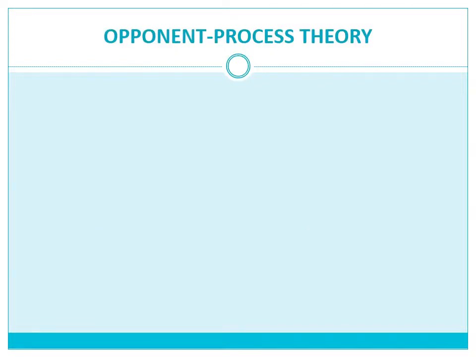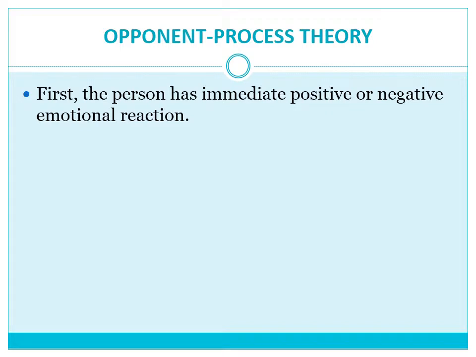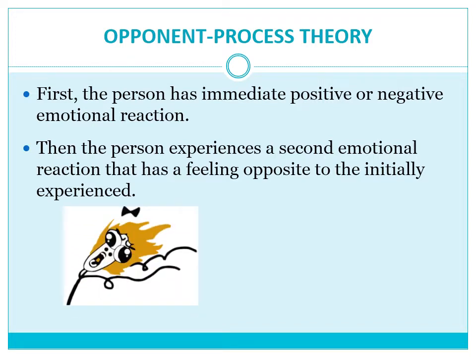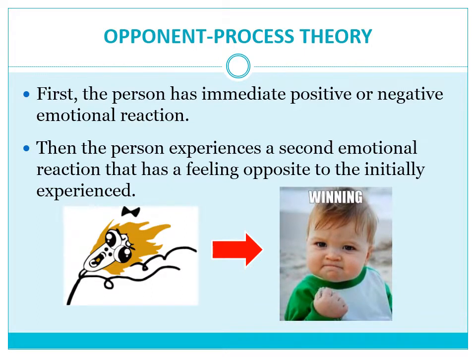He proposed that when someone receives a stimulus that elicits an immediate positive or negative emotional reaction, two things occur. First, the person has an immediate positive or negative emotional reaction. Then the person experiences a second emotional reaction that has a feeling opposite to the initial experience. So the parachutists first felt extreme fear, but after landing, their fear turned into the opposite emotion, elation.